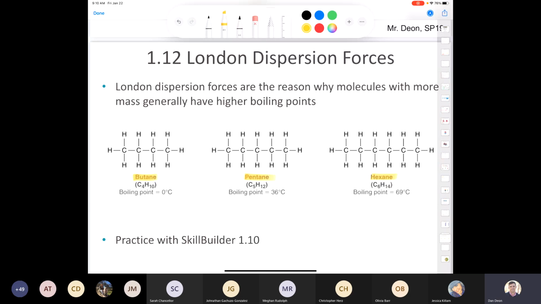What does that mean? They're just made of carbon and hydrogen, so there are no polar bonds anywhere in here. But you see that the boiling points increase as the molecules get bigger, and it's because there's more opportunity for London forces. It's still the same kind of force, but because there's more surface area, we can have more London forces and therefore a stronger attraction.